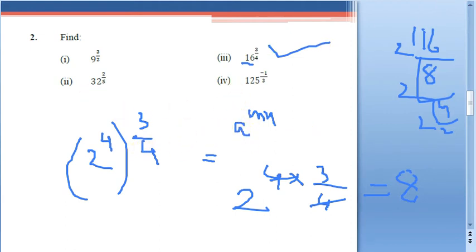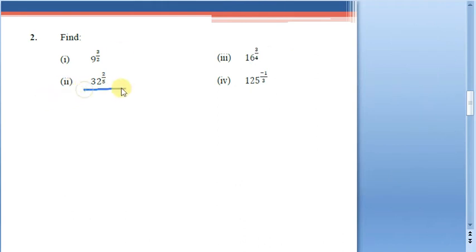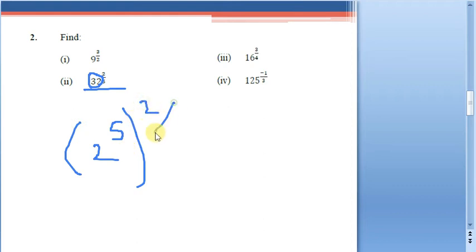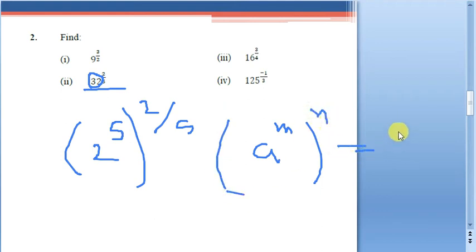Okay. So now let us see the third one now. 32 power 2 by 5. So this 32 we have already seen to be 2 power 5. I am writing it directly, just you do the prime factorization to check it yourself. Okay. 2 power 5 whole power 2 by 5. Now in which form is it? a power m whole power n. So a power m whole power n is equal to a power mn. So that is what you will write.